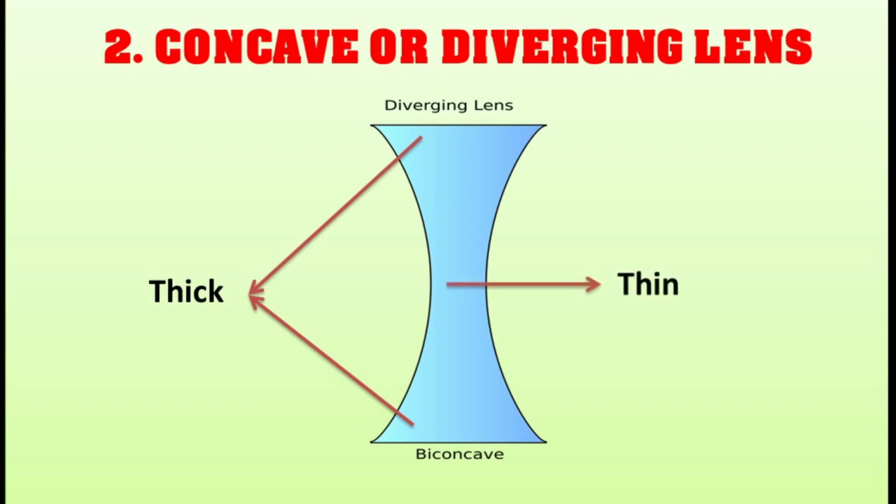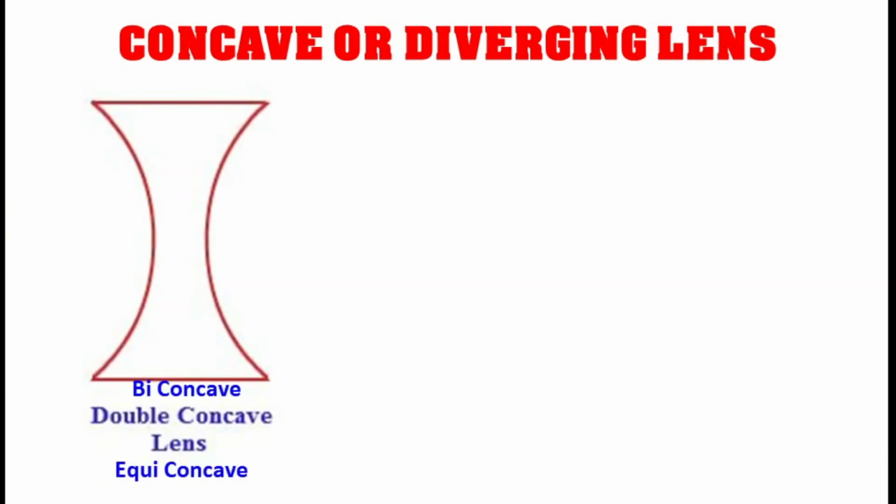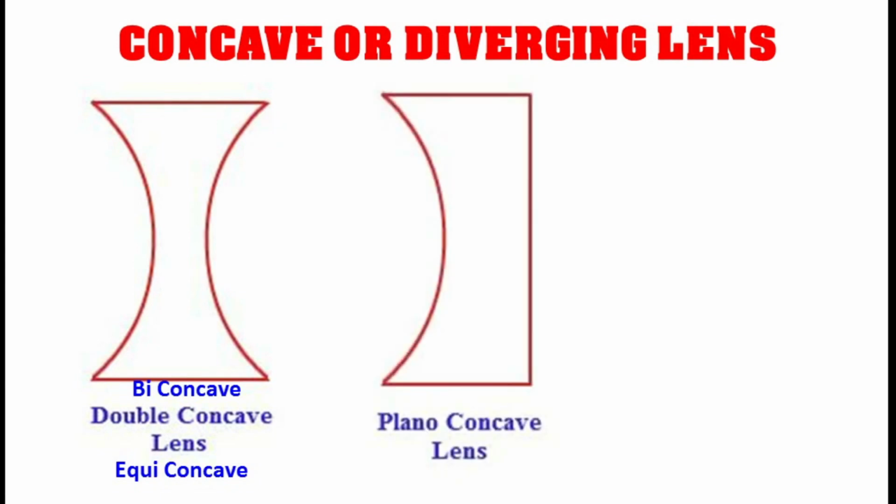A concave lens may be of three types. Number 1. Biconcave or double concave or equiconcave. A biconcave lens has both its surfaces concave. Second type of concave lens is plano-concave. A plano-concave lens has one of its surfaces plane and the other surface concave.